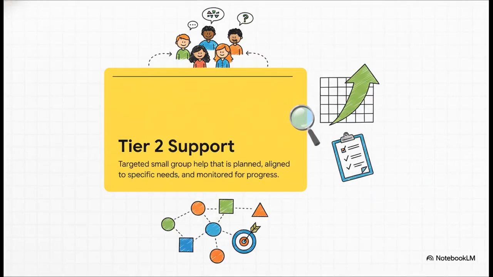Then you've got Tier 2. This is for students who just need a little extra help in certain areas. And the key here is that it's not random. This is planned, small group work that is totally targeted to what those students need. And super important, it's monitored to see if it's actually making a difference.